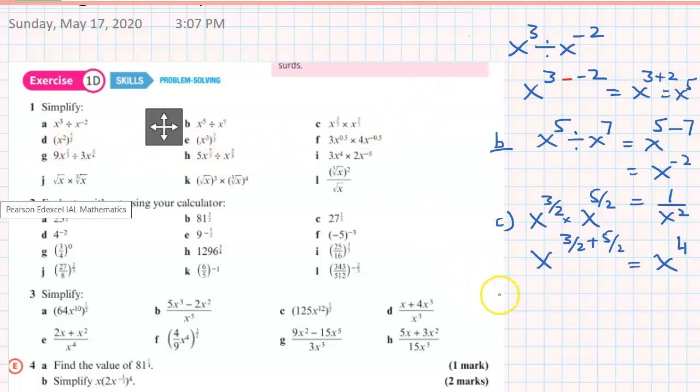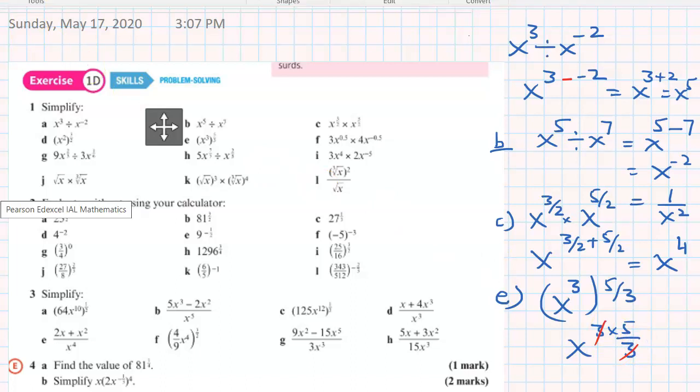We do part E. x to the power 3, bracket 5 over 3. So when one number is inside the bracket and one is outside the bracket, we multiply. So x to the power 3 multiply 5 over 3. And we know that this 3 and 3 will cancel. So the answer will be x to the power 5.